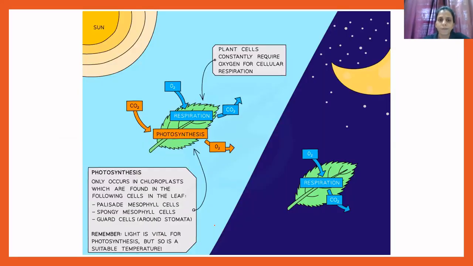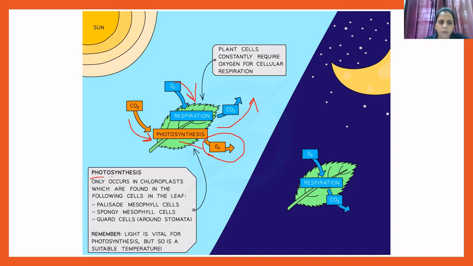So this picture represents the effect of light on the net exchange of gas in plants. You can see there are two processes, respiration and photosynthesis. During daytime, in respiration, oxygen gas is taken in by the plant and carbon dioxide gas is released as an excretory product. But for photosynthesis, carbon dioxide gas is taken in by the plant and oxygen gas is released outside as it is produced in photosynthesis as a byproduct.